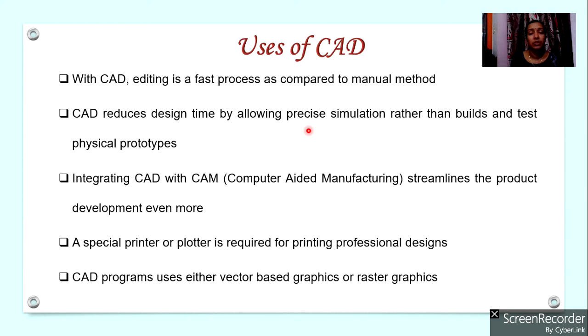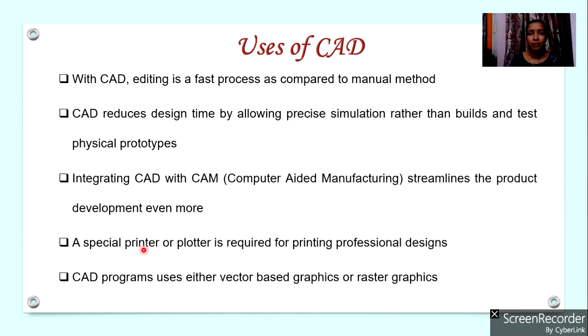Potential distribution. So different factors like this can be checked using the CAD software itself without the need for making a physical prototype. Now, by integrating CAD with CAM, CAM means computer aided manufacturing, it streamlines the product development even more. So products can be designed using CAD, and if the manufacturing process is also computerized, then the product development becomes much faster.